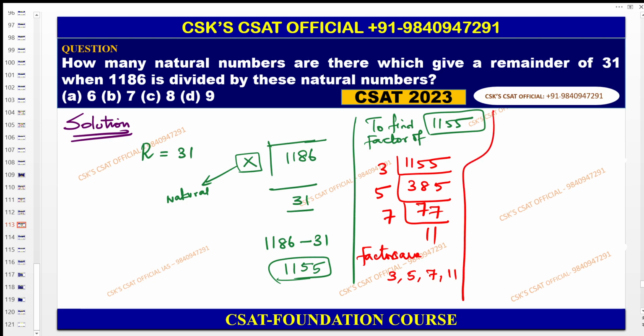With this itself you are able to find how many. Now please be very careful here that factors are to be greater than 31. Why? Since here the remainder is 31. In order to get the remainder as 31, the factors must be more than, or else greater than, 31. Which means that natural numbers must be greater than 31.